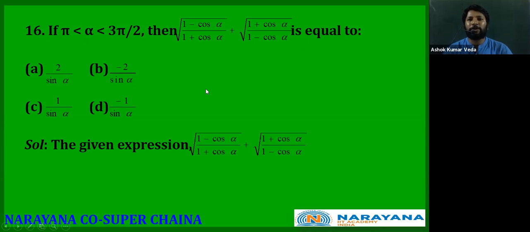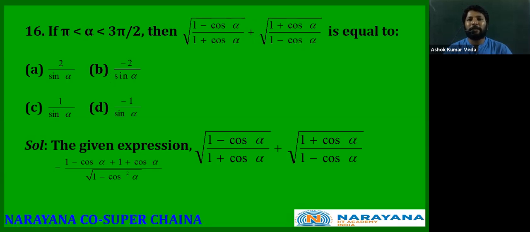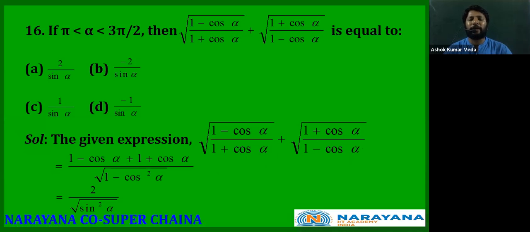We know that the given expression, root of (1 minus cos alpha upon 1 plus cos alpha) plus root of (1 plus cos alpha upon 1 minus cos alpha), can be written, when you cross multiply the terms, as 1 minus cos alpha plus 1 plus cos alpha, and in the denominator you have root of (1 plus cos alpha) into root of (1 minus cos alpha), that is root of (1 minus cos square alpha). And in the numerator, minus cos alpha and plus cos alpha get cancelled, and in the numerator you have 2, and in the denominator, what is 1 minus cos square alpha? Sine square alpha. So we have 2 upon root sine square alpha.